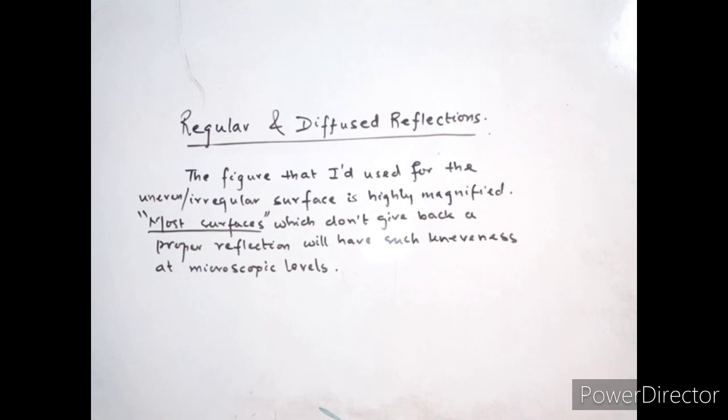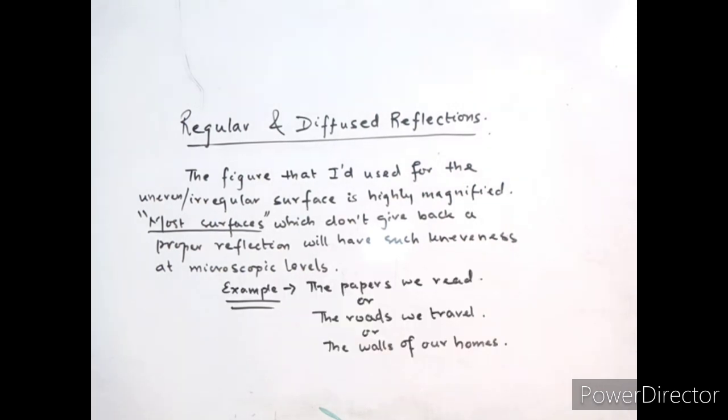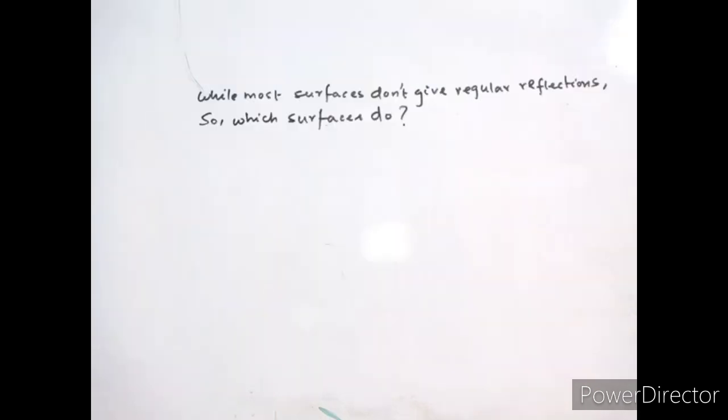So the figure that I had used for the uneven or irregular surface is highly magnified. Most surfaces which don't give back a proper reflection will have such unevenness at the microscopic level. Even in day-to-day life, if the surfaces you observe are not giving a proper image, it means they are uneven. So the papers, the newspapers, or the books we read, or the roads we travel, or the walls of our homes, they do not give a proper image because at the microscopic level they are uneven, and hence the image cannot be obtained.